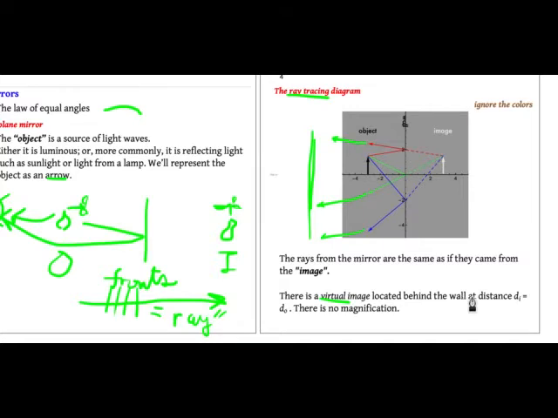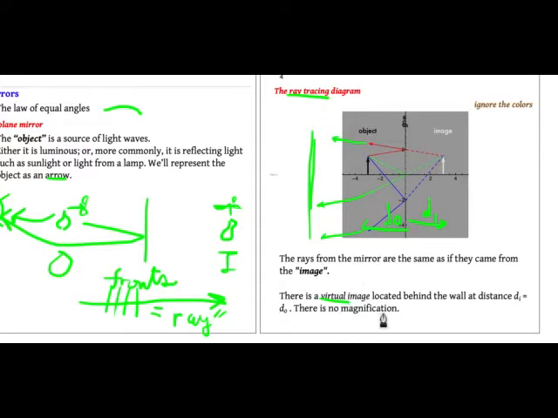The distances, well, because of the equal angles and the plane surface, the distance from the mirror to the image, we call that dI, for image, is equal to the distance from the mirror to the object. We call this D object. So DI is equal to DO. Image distance and object distance are equal.